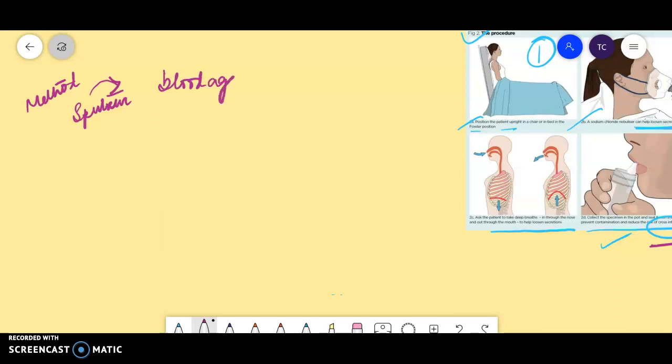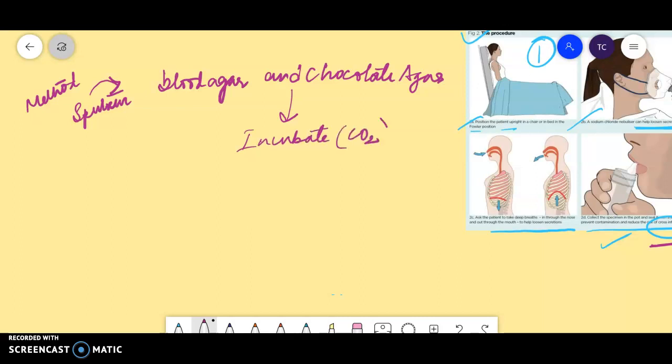You know that most of the organisms which cause respiratory tract infection are a fastidious group of organisms, and they will be easily grown on blood agar or chocolate agar. You can do that, and then you incubate in an atmosphere of extra carbon dioxide, and inspect the plate after 18 hours.